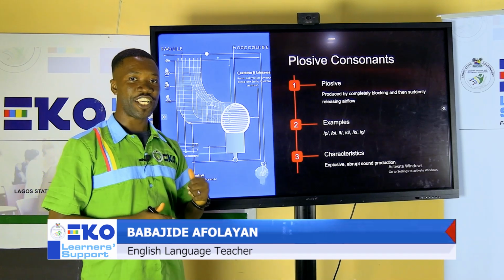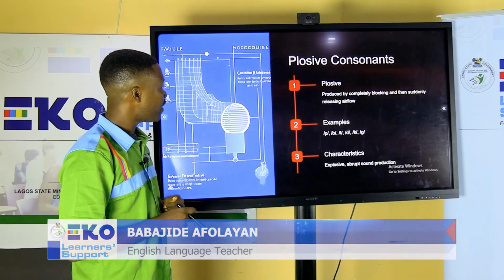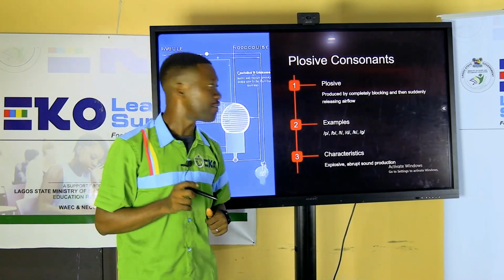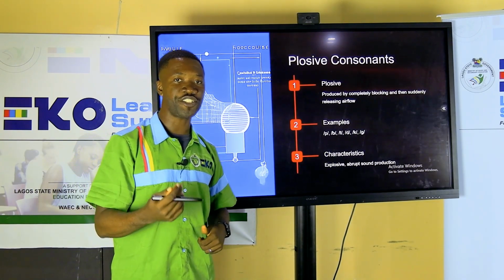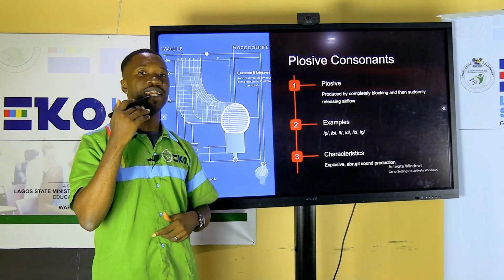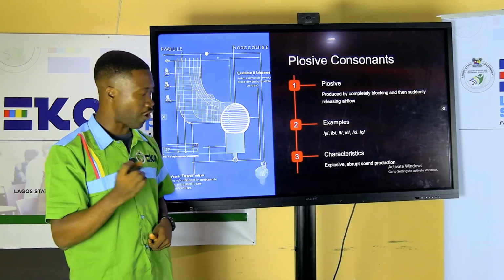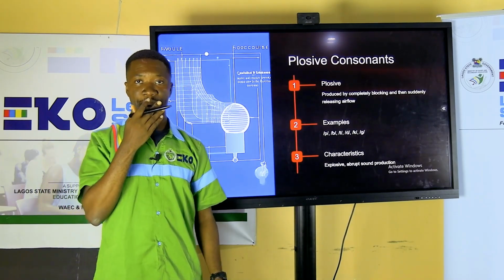Let's look at each of the manners of articulation. Now let's look at the plosive consonants. What are the plosive consonants? The plosive consonants are produced by completely blocking and suddenly releasing airflow. To produce such sounds, there is a sudden release of air from the speech organ, which is the mouth. For example, we have the sound P.